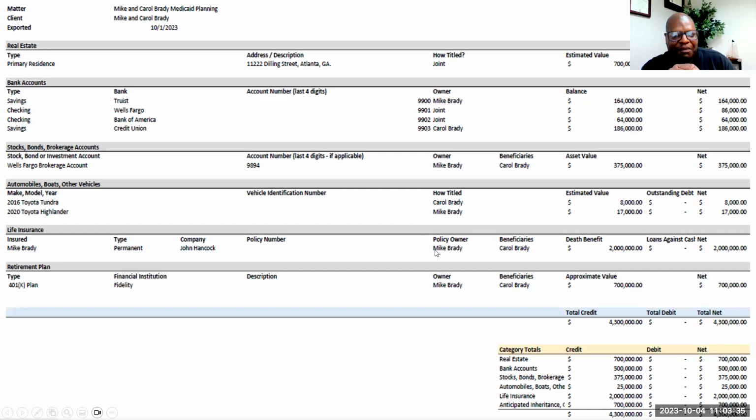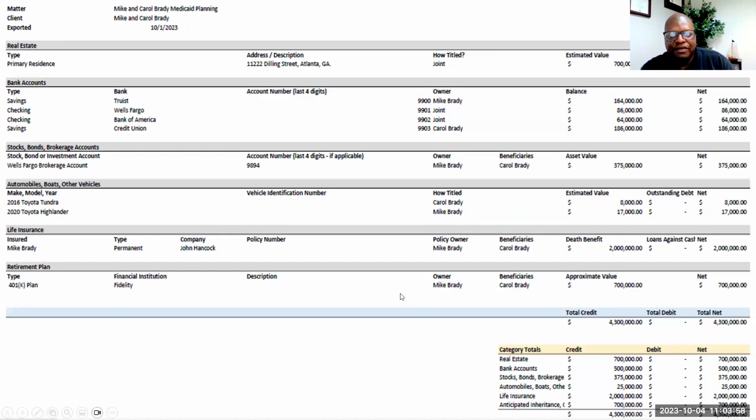Mike Brady has a permanent policy. I would need to get a statement from Mike. How much is the cash value? That cash value will still go towards that $2,000 limit. So if someone has $3,000 in the bank and $10,000 in the cash value, Medicaid looks at them as having $13,000.